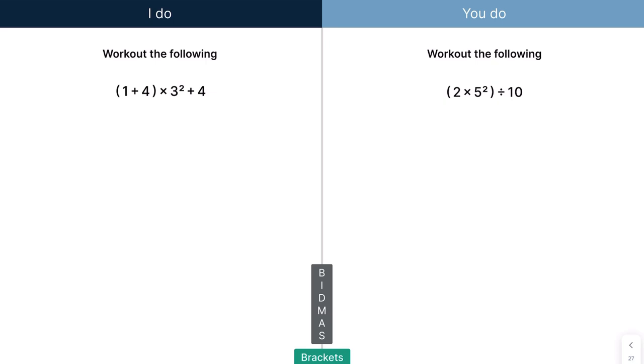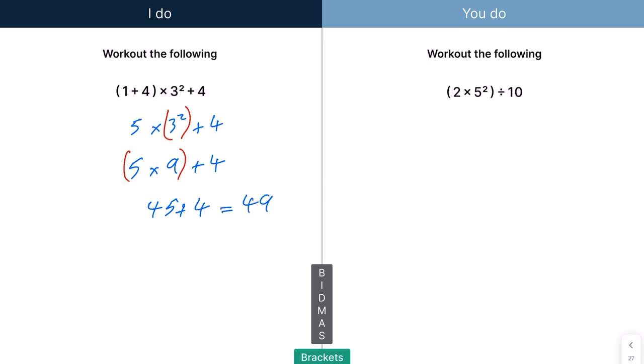And now looking at the next one, again, brackets first, so that is 5 times 3 squared plus 4. So again, according to BIDMAS, indices is what we're going to do next. 5, let me just tidy that up. So we have 5 times 9 plus 4. And again, according to BIDMAS now, we are going to do that first. So that is 45 plus 4, which is 49.